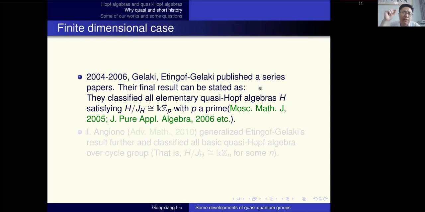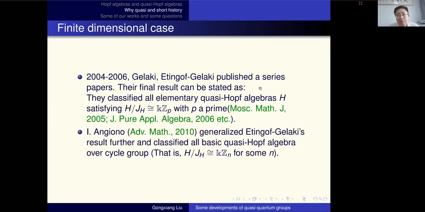So they classify all elementary quasi-Hopf algebras. What is the meaning of elementary? Elementary means all the simple modules are one-dimensional. Okay, all elementary quasi-Hopf algebras satisfy that H modulo its Jacobson radical is isomorphic to k Z_p, where Z_p means the cyclic group of order p, and p is a prime. Okay, that proves this result.